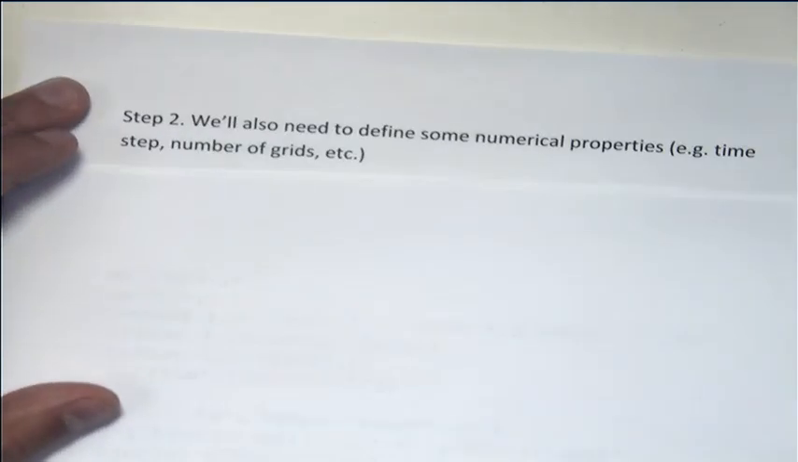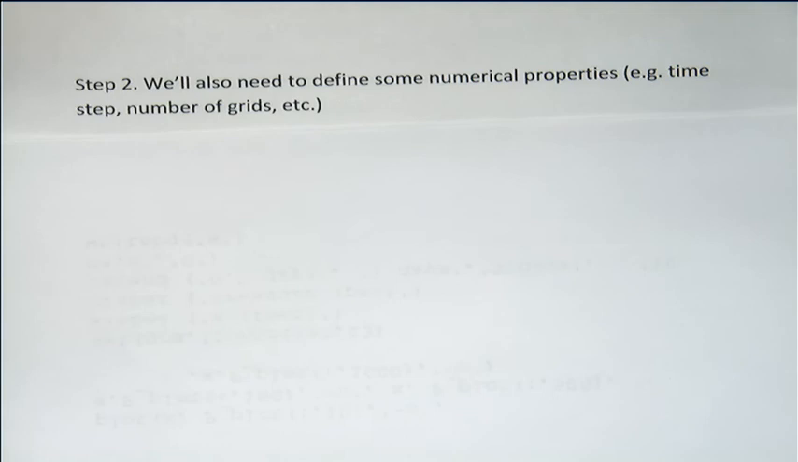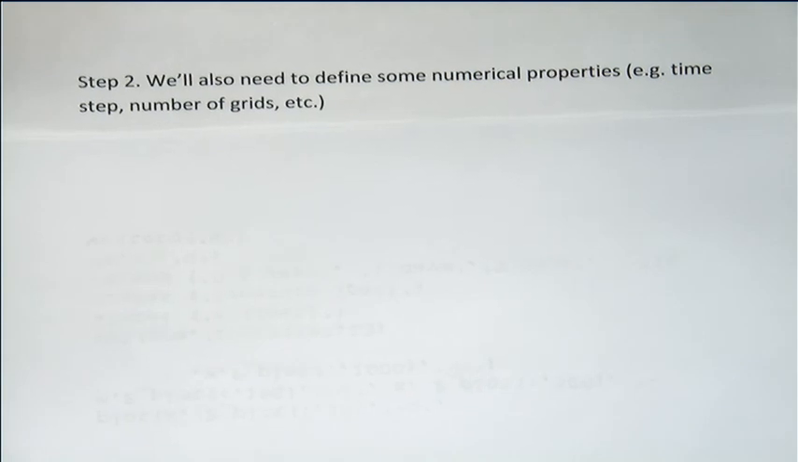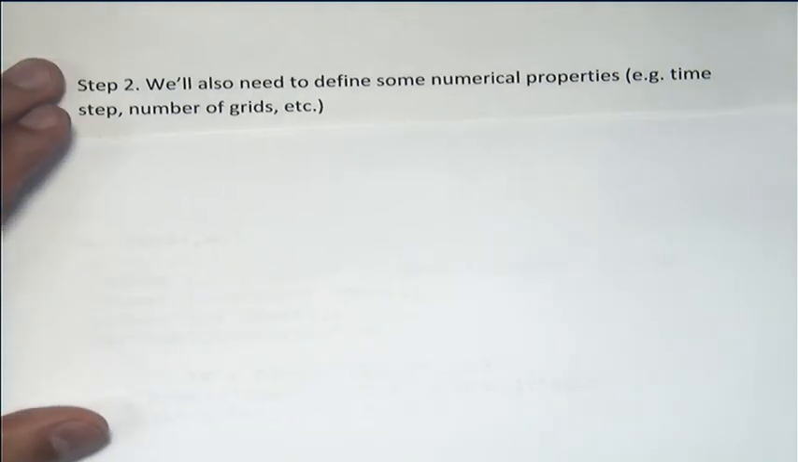Let's do step 2. Step 2 is, well, we'll also need to define some numerical properties. For example, the time step, delta t, the number of grids, capital N, and things like that. So let's do all that. Pause the video if you need to and scribble some things down and tell me what you would do. And when you're ready, come back.